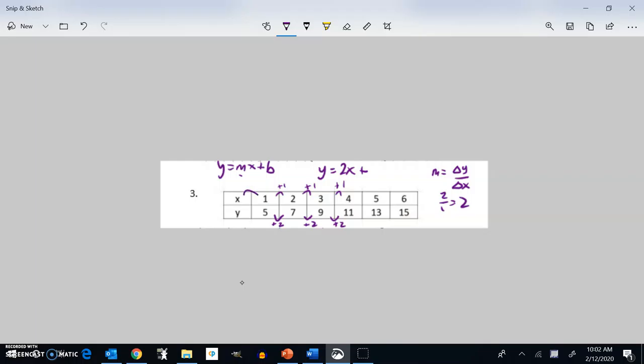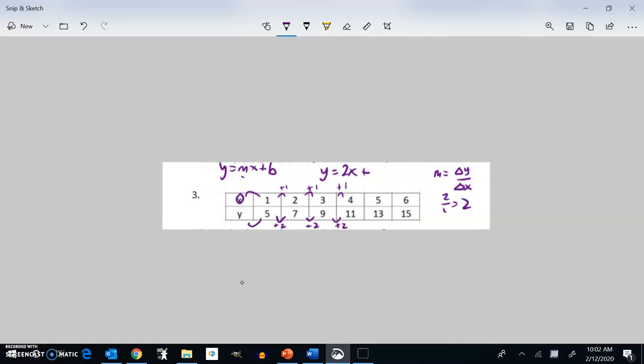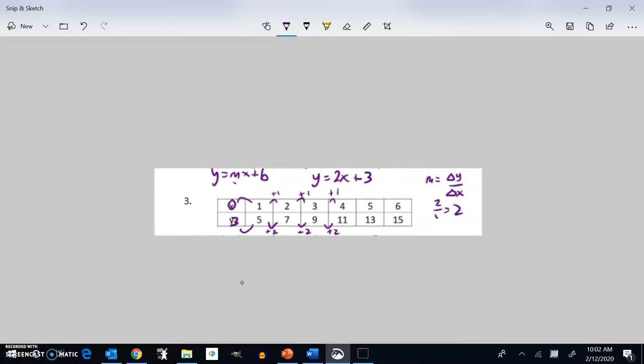And the y-intercept happens when x is 0. So if I think about walking this back one, this one would walk back 2, and that would be a 3. So y equals 2x plus 3 is the solution for that one.